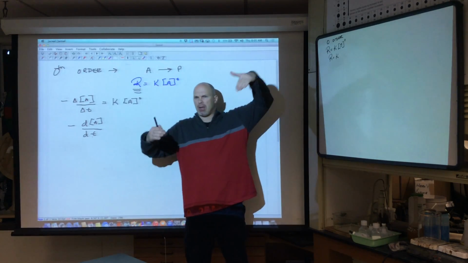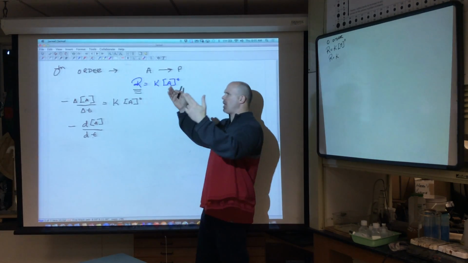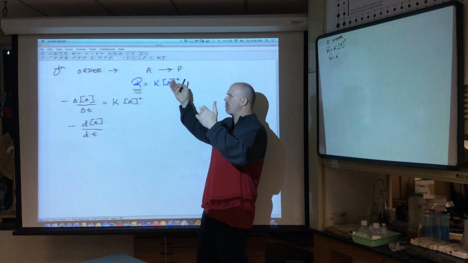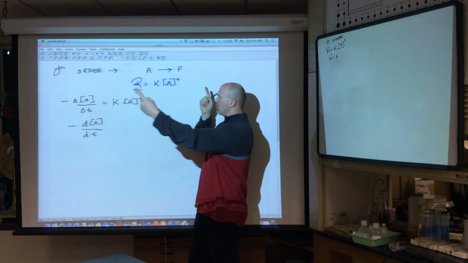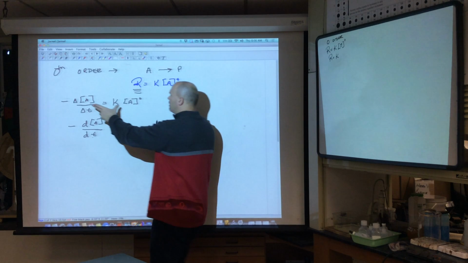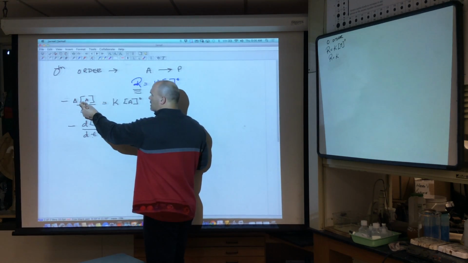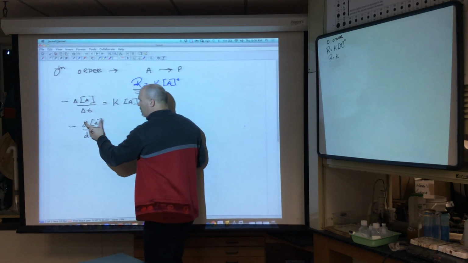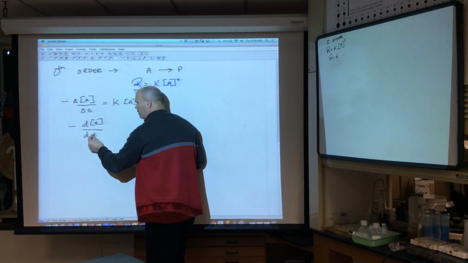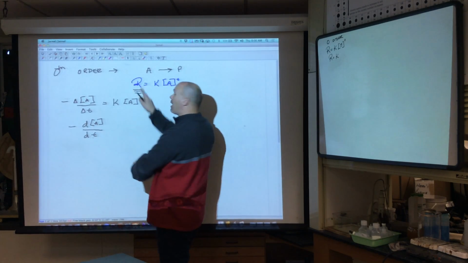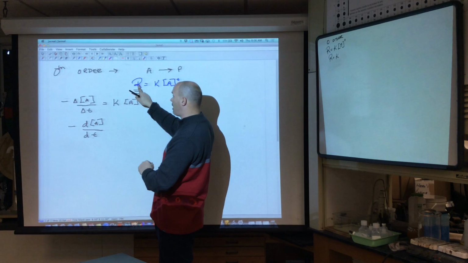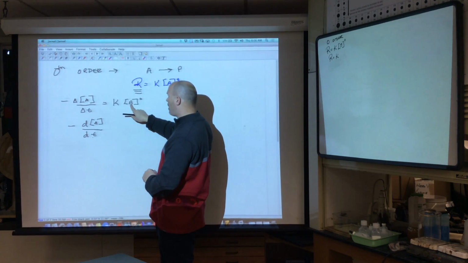The change of A could be some large change. Y final minus Y initial. Could be a large gap. But because I want an instantaneous point, that means the differential of A approaching 0, and the differential of t. I'm getting an instantaneous rate. An instantaneous rate. Okay, from my initial condition.